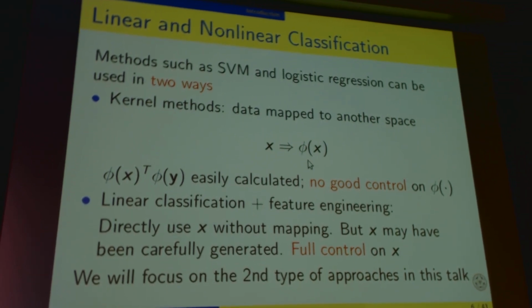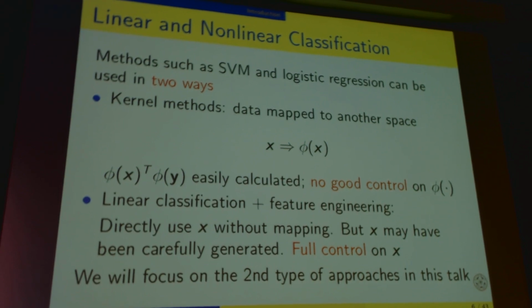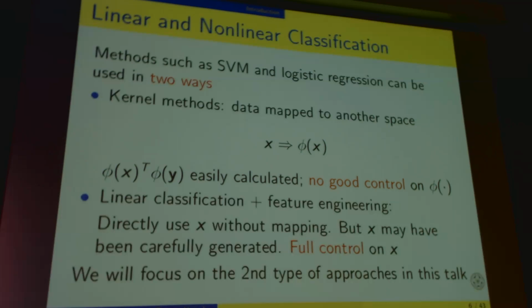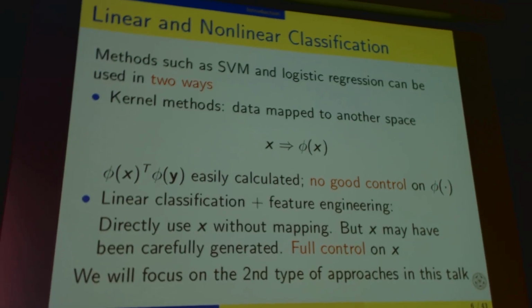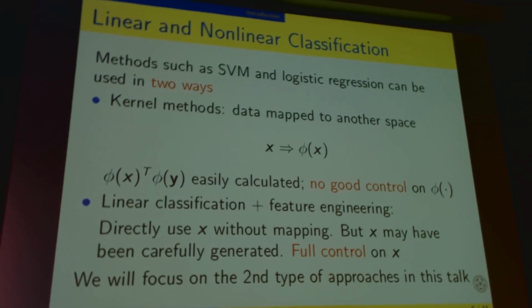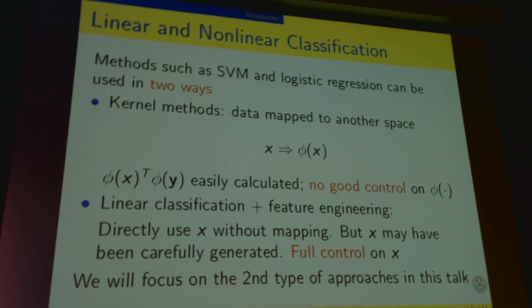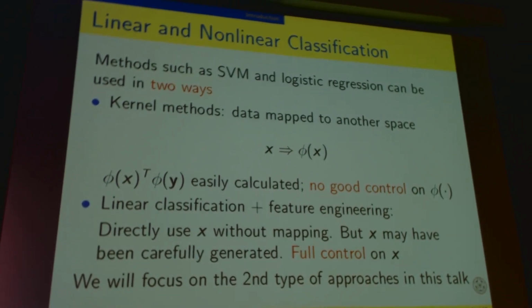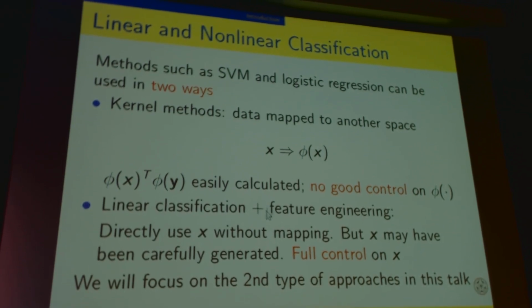The advantage is that you are actually classifying very high dimensional data, but the disadvantage is that for this inner product to be easily calculated, you can only use some special mapping functions. Your mapping function must be special so the kernel can be easily calculated. So this is the kernel method.